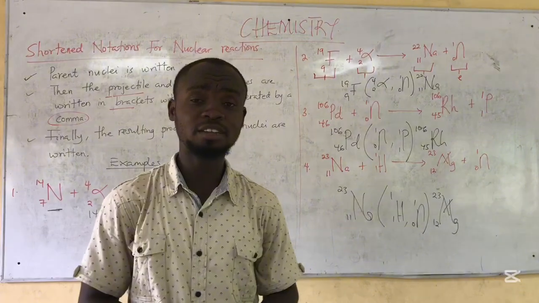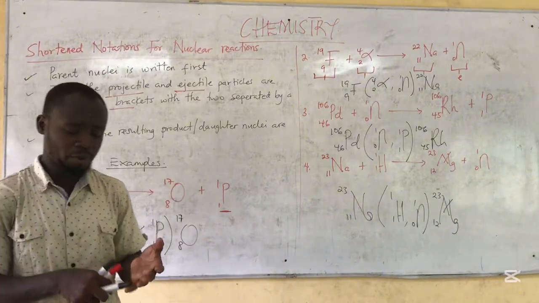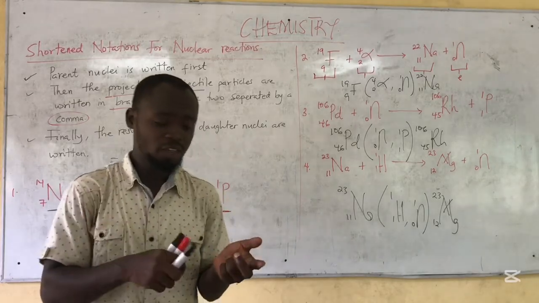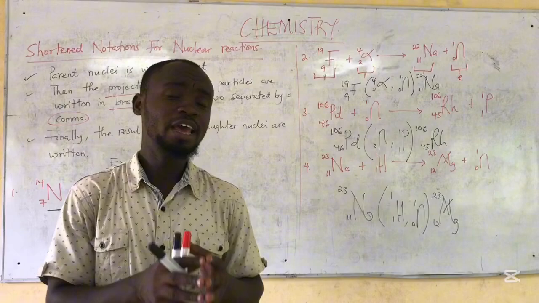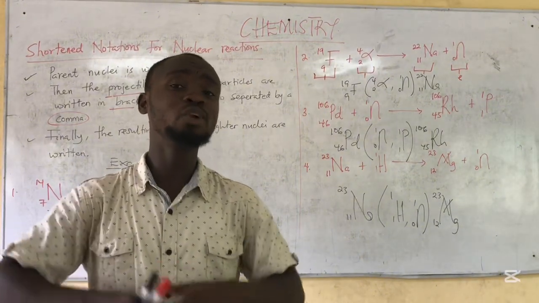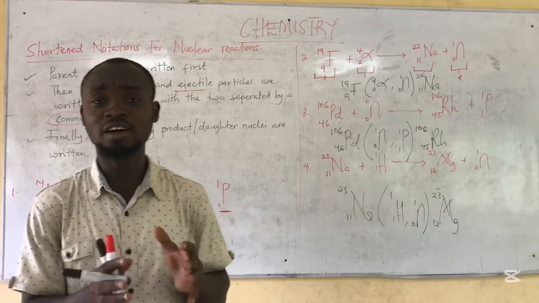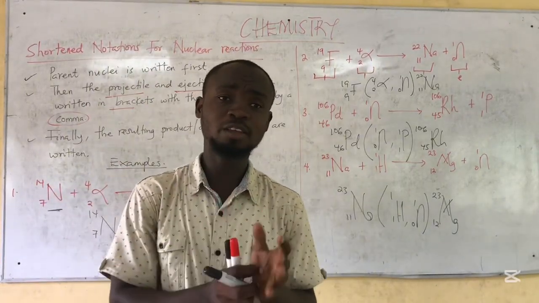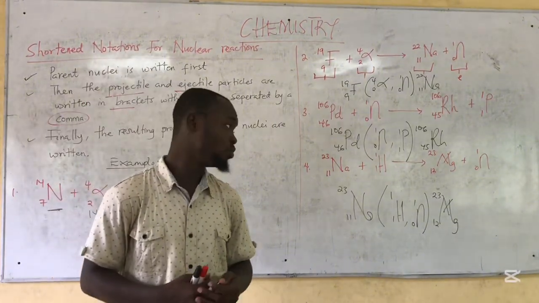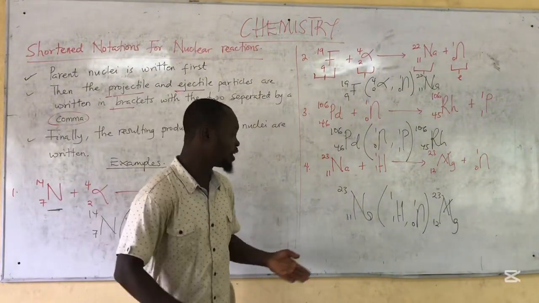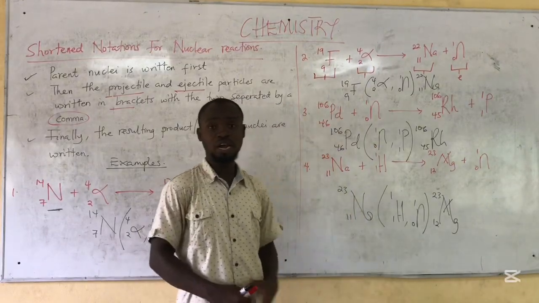So anytime you're in the examination and you're asked to write a shortened notation for any given nuclear reaction, you write the parent nuclide first, and then in brackets, the projectile and then the ejectile. The projectile is the particle that is bombarding the parent nuclide. And then the ejectile is a particle that is released alongside the daughter nuclide. You write the projectile and ejectile in brackets or parentheses separated by a comma, and then finally you write the daughter or the product nuclide as well. Sometimes you can be given the shortened notation and then you'll be asked to write the expanded form of this nuclear reaction.